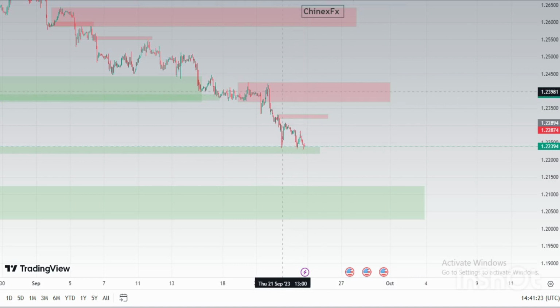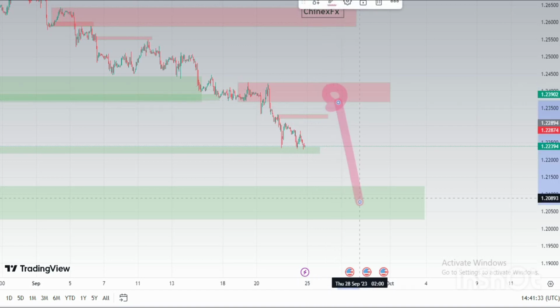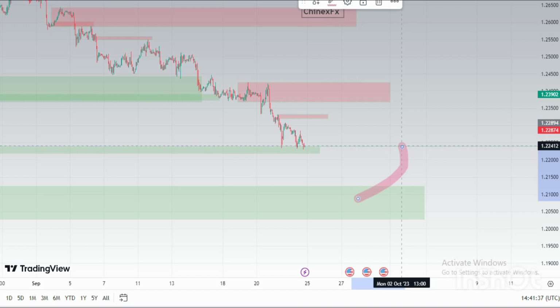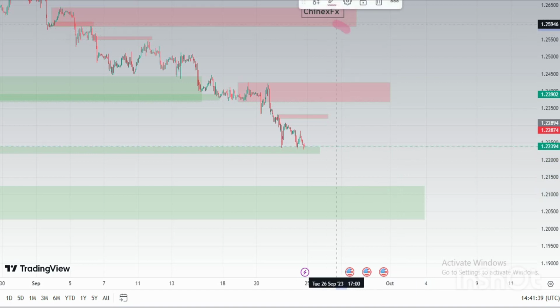Watch out for that area, and then if this area is taken out, this area will not be taken out. I don't expect this area to be taken out. But I don't even think we'll come this far, so this is just enough to pull us down here. Okay, so from this level we can see a bounce, maybe up to higher regions on the chart.